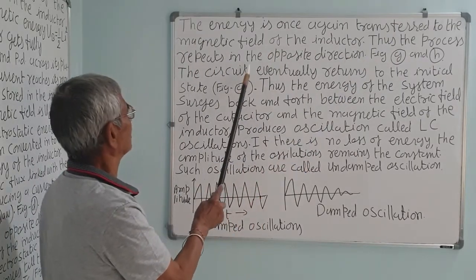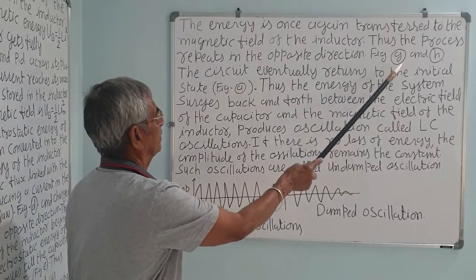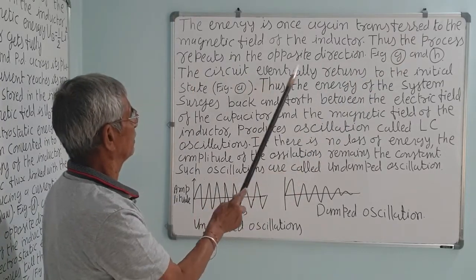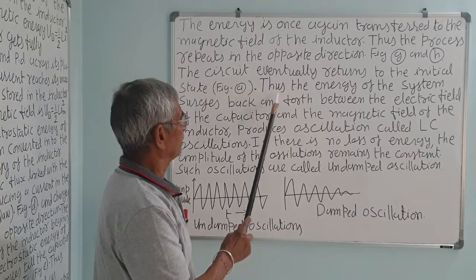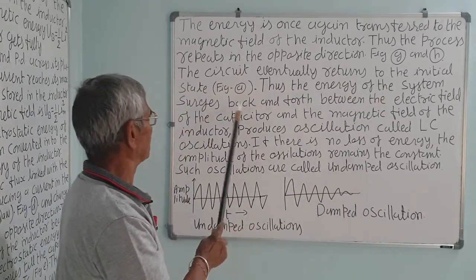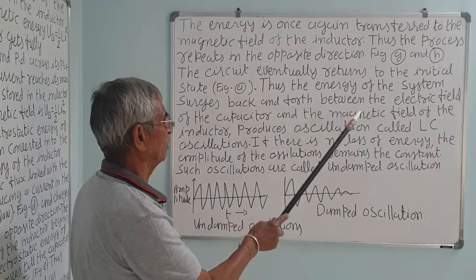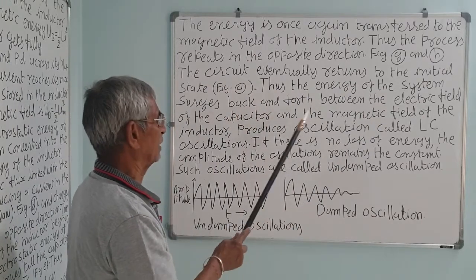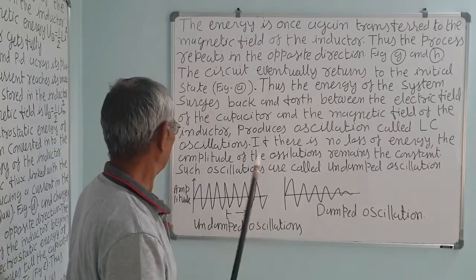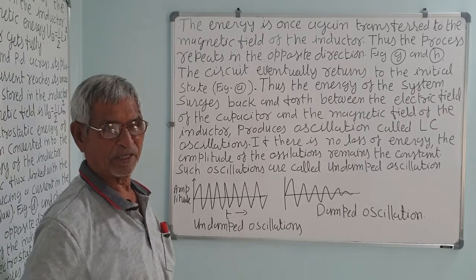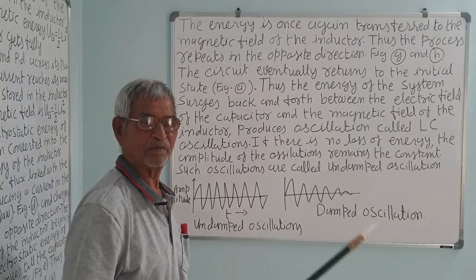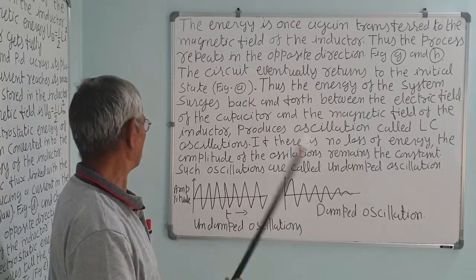Thus, the process repeats in the opposite direction, figure G and H. The circuit eventually returns to the initial stage, that is A. Thus, the energy of the system surges back and forth between the electric field of the capacitor and the magnetic field of the inductor. That is, energy surges back and forth between the electric field energy of the capacitor and the magnetic field energy of the inductor, that is L and C.